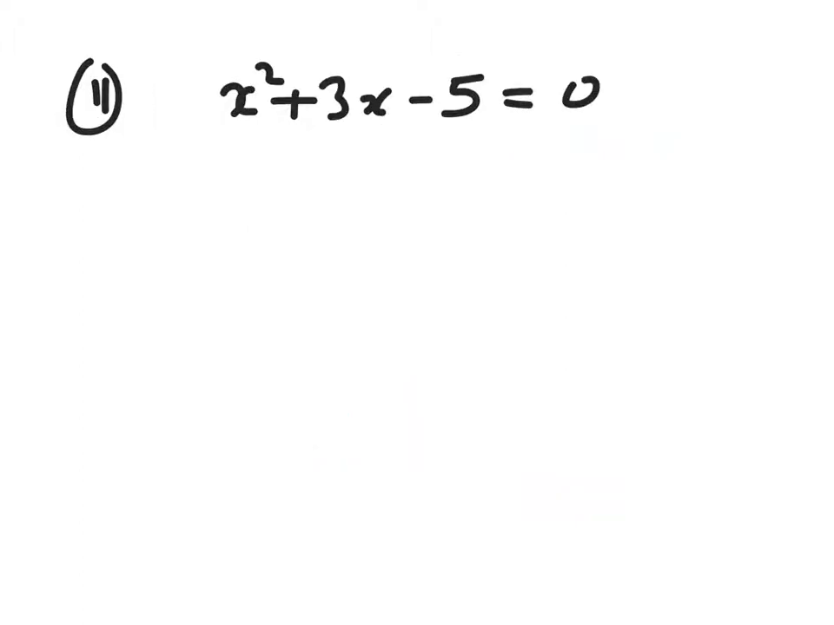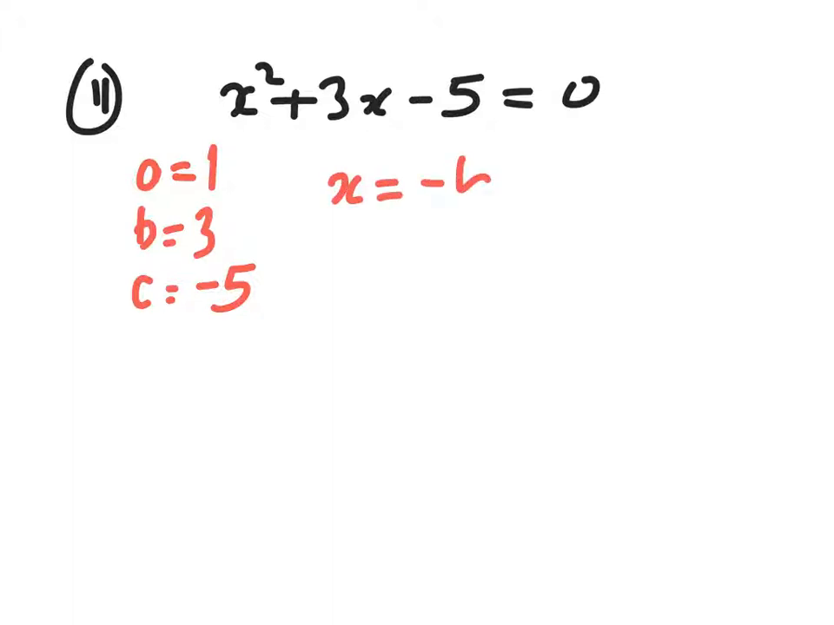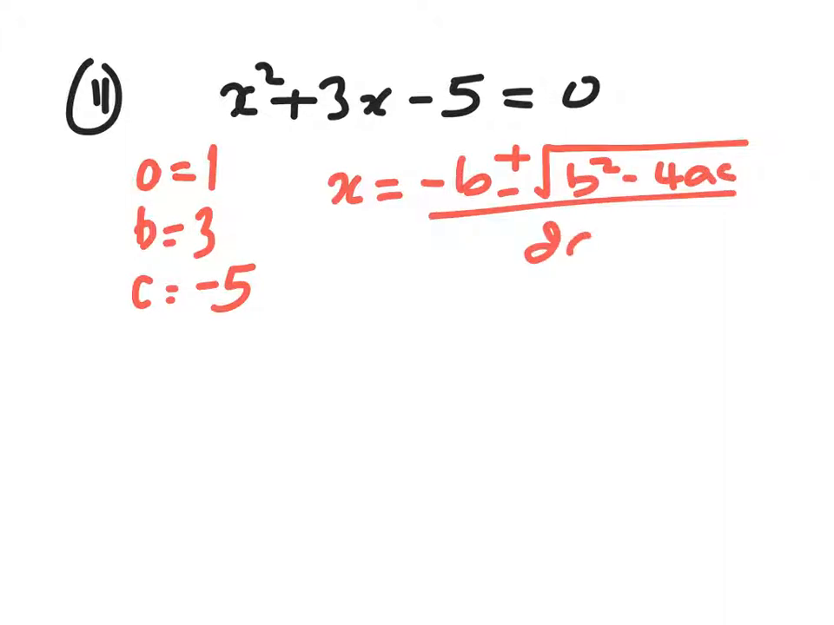Question 11, solved to one decimal place. So that's our good old quadratic formula. Identify what A is, identify what B is, identify what C is, and then we plug all of those values into negative B plus or minus square root of B squared minus 4AC, divided by 2A. So the negative B means change the sign.